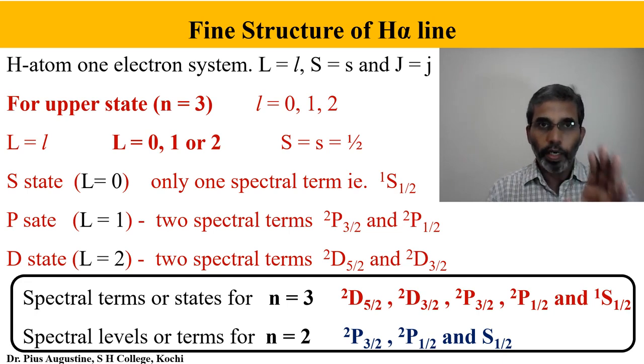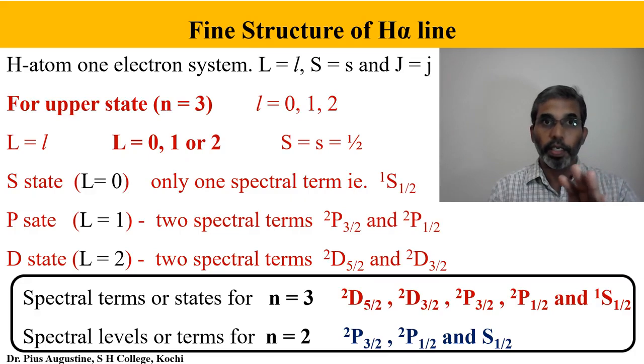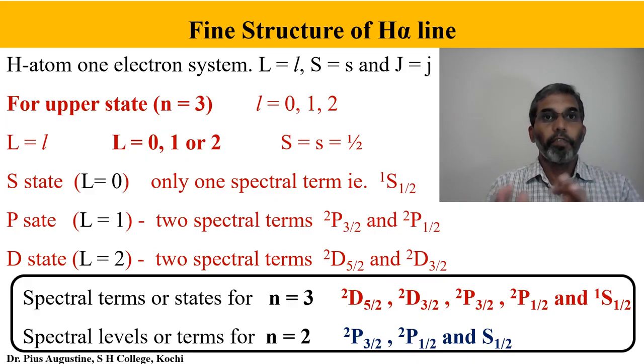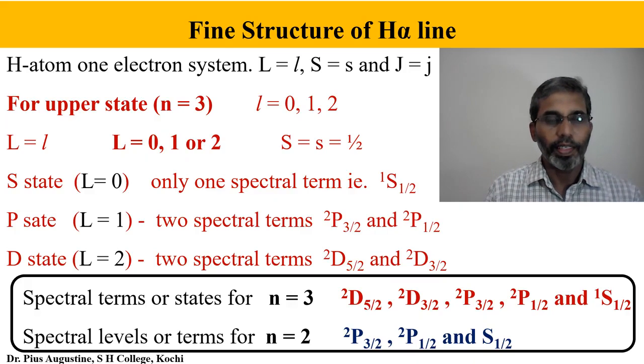Then for L equal to 1, multiplicity is 2S plus 1, right? That is, 2S plus 1 will be equal to 2, 2 into half plus 1 is equal to 2. So there will be two spectral terms, which are 2p 3 by 2 and 2p half. And for L equal to 2, there are again two spectral terms, which are 2d 5 by 2 and 2d 3 by 2. Right?